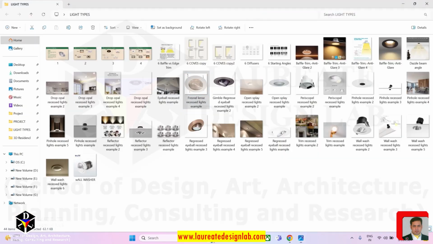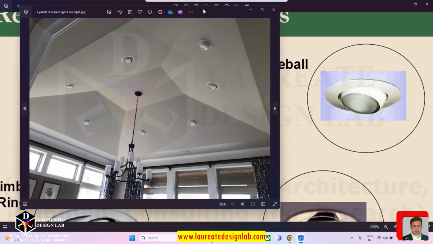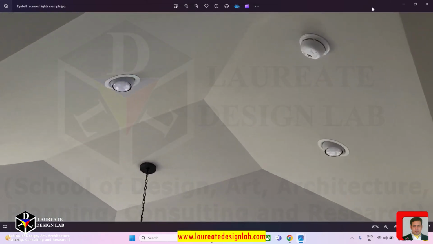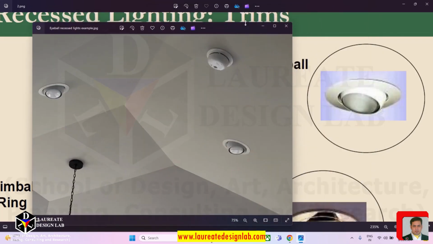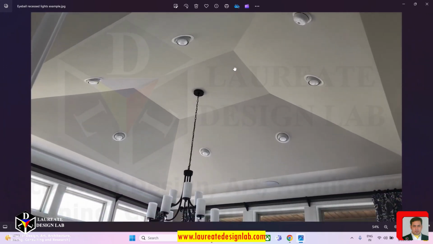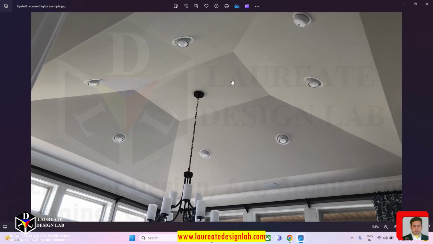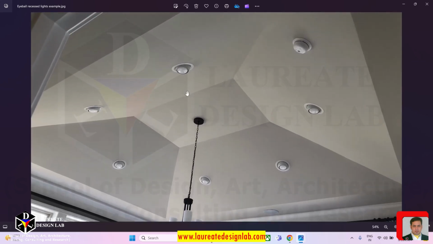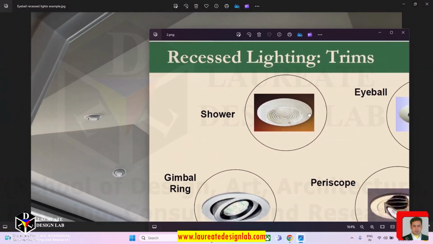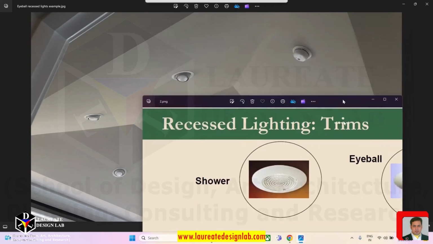So let's see eyeball. This is the example of eyeball. You can see eyeball. This is the one. This particular type of ceiling is called coffered ceiling. Because it is coffered ceiling, having a flat type of spotlight won't work. That is why the designer has used eyeball. This Shail recessed light is not possible here.